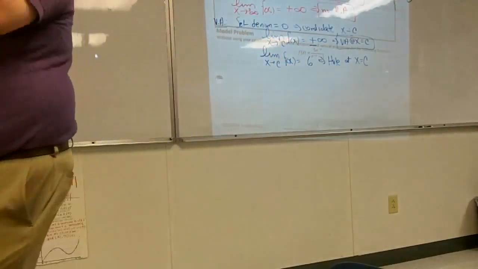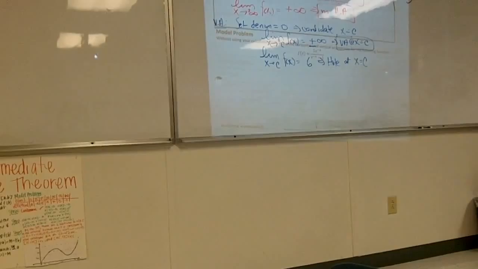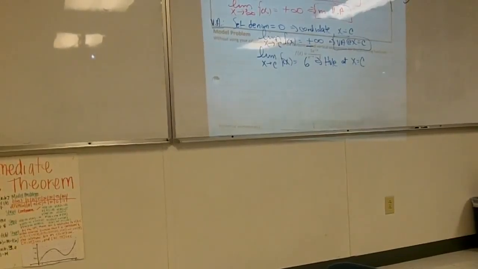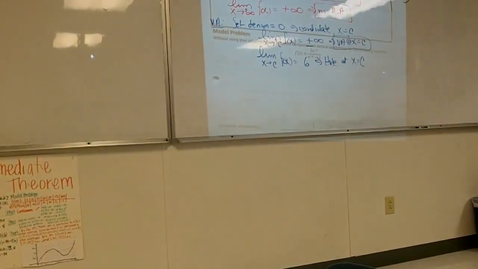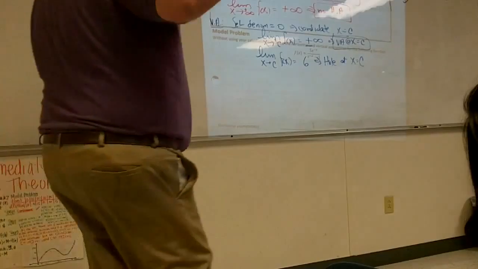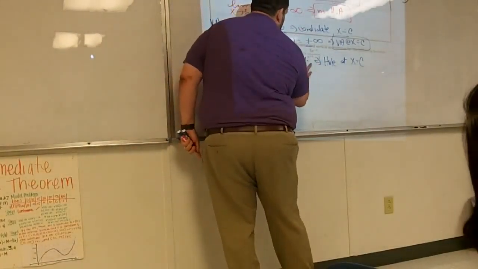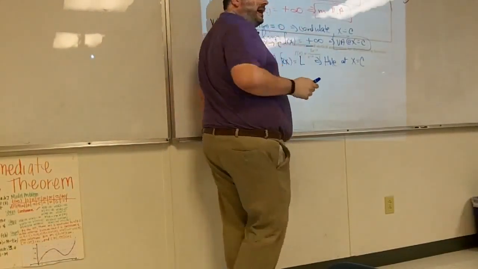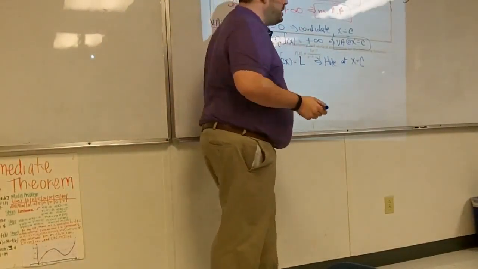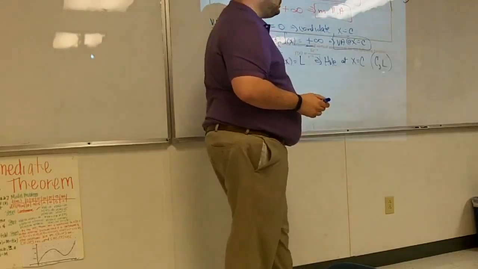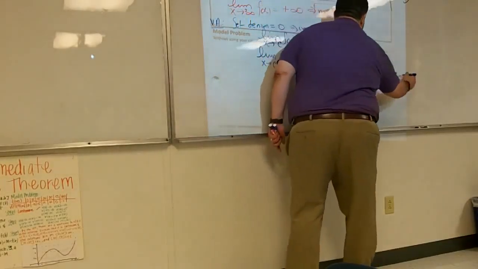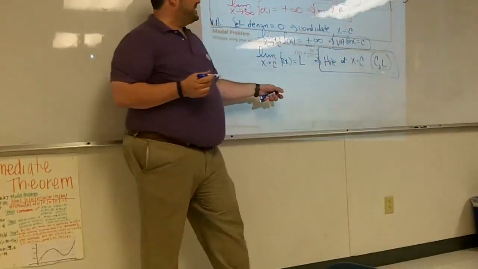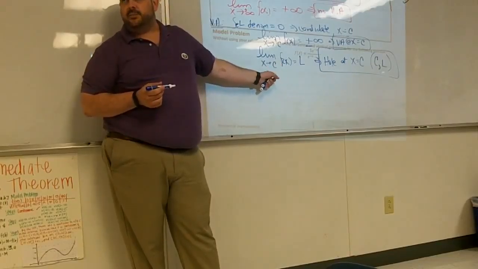If you get infinity as the limit, you have a vertical asymptote. But if you get a number, then it's a hole. And so let's get rid of 6 and let's say L. The coordinates for the hole are going to be c comma L. Again, this is the conclusion that I want to see. This is the supporting work.